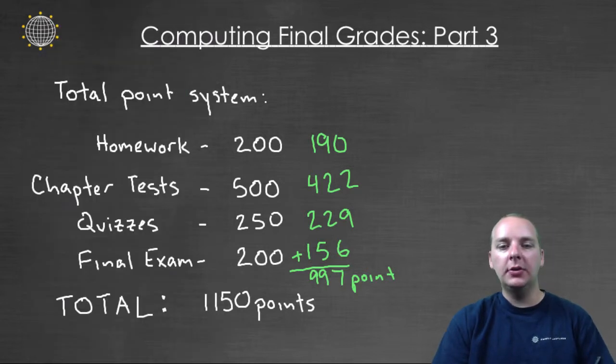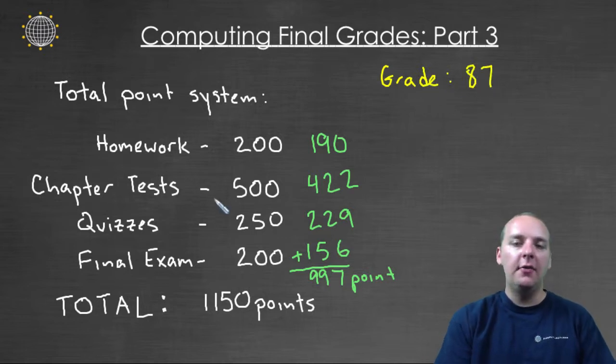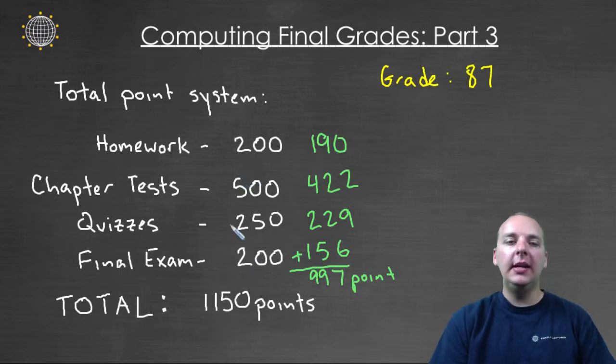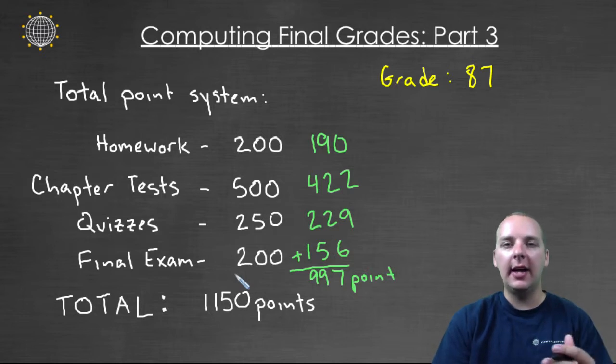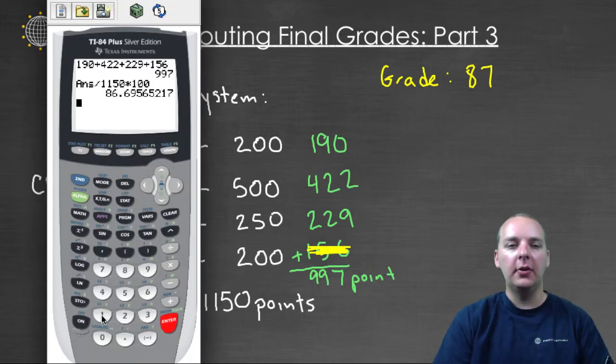All right, now let me jot this down real quick. So let's say our grade is an 87. A very common question is, how many points do I need to get on the final or on this or that or the other to get a 90 in the class or to get an A or something like that? That's also quite easy to do. Let me mark out the final exam here for a second. All right, let's say we haven't taken the final exam yet, and I'll go back to my calculator.